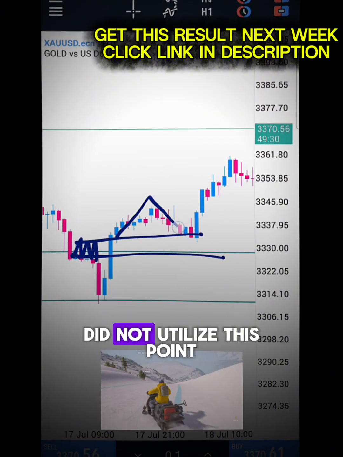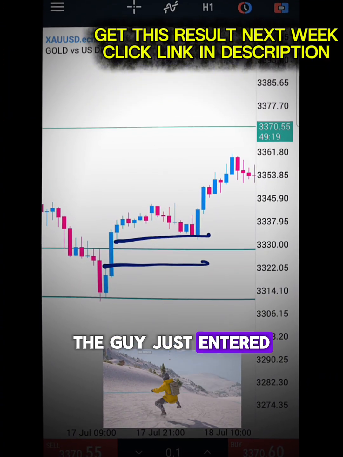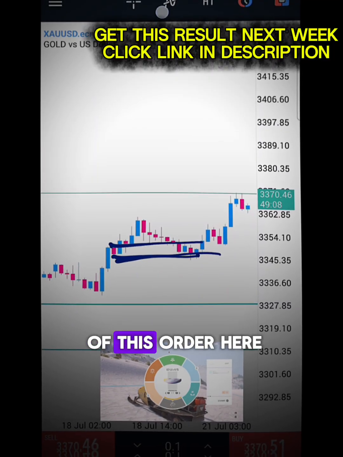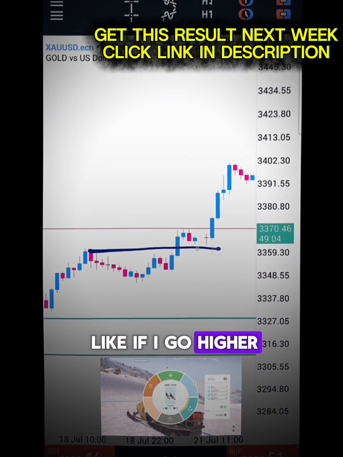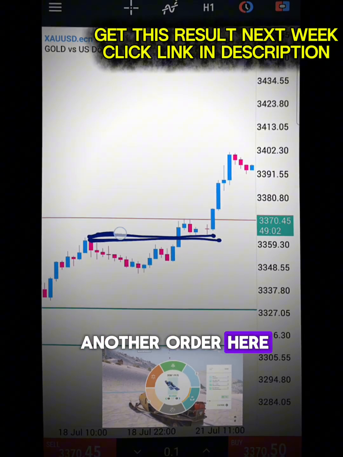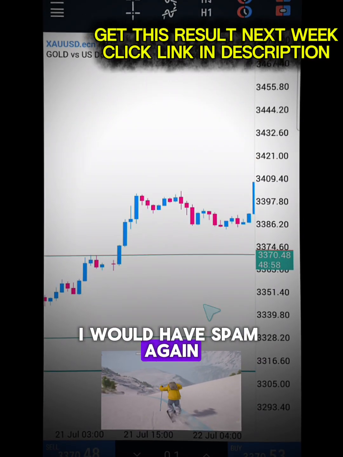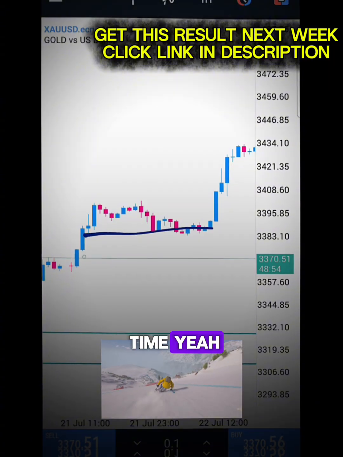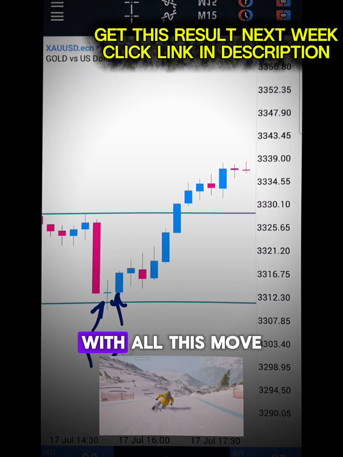This guy did not utilize this point here. You can see this was the perfect entry. The guy just entered one position and spammed all the way, but me, I would have capitalized on this order here. If I go higher, you can see this is another order here, this is another breaker block. I would have spammed as I'm making profit. I would have spammed again, and then I would have spammed again at this point in time here. And if I had done this, I'd be walking with nothing less than $200K with all this move.